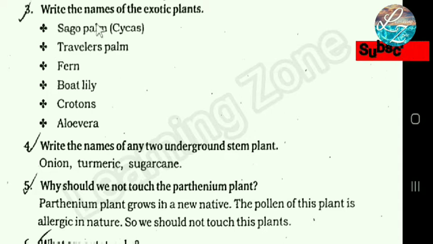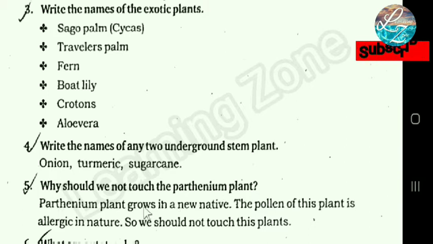Write the names of the exotic plants. Sago palm, that is cycas, traveler's palm, fern, boat lily, crotons, aloe vera. Write the names of any two underground stem plants. Onion, turmeric, sugarcane. Why should we not touch the Parthenium plant?